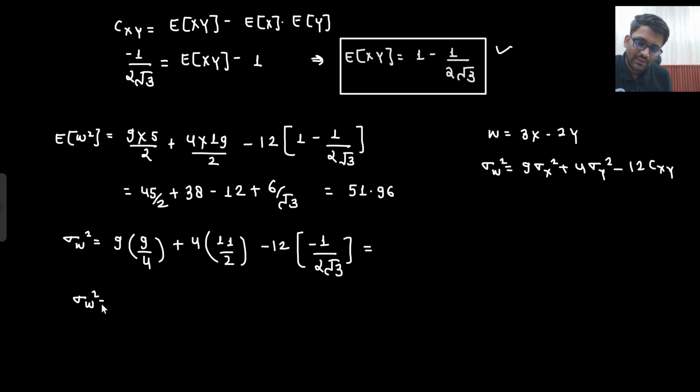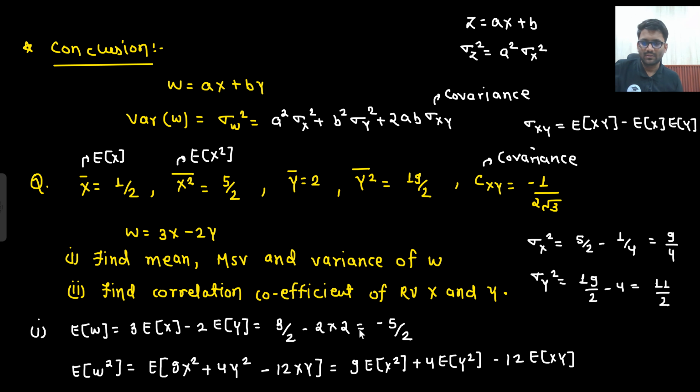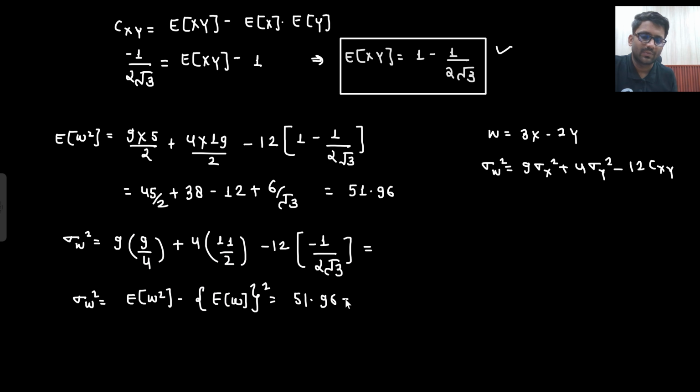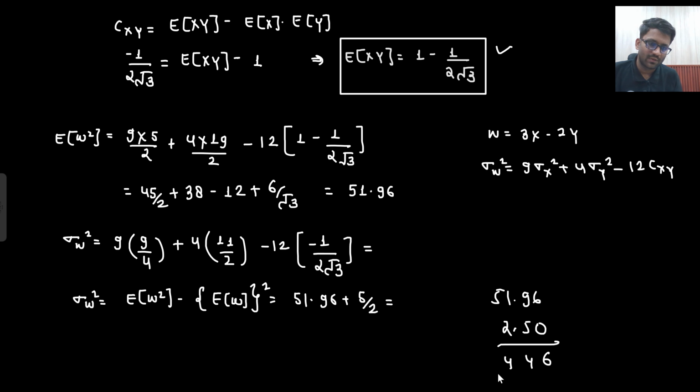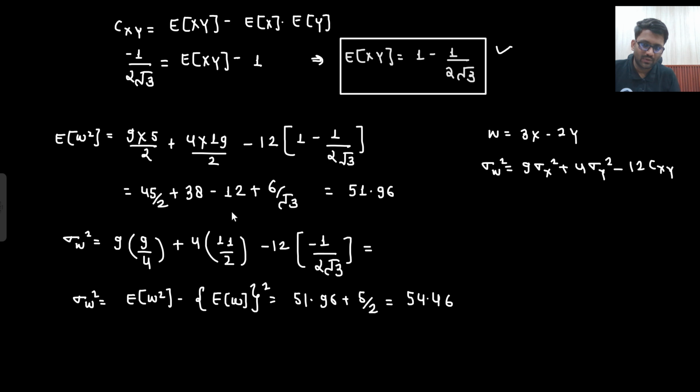Another answer could be simply this square minus this square. This also I could have done. That means 59.16 minus, what answer was I getting here? Minus 5 by 2, so plus 5 by 2. So this is 2.5. So 51.96 plus 2.5, so 54.46 I will be getting. Let me solve this one and check if I am getting 54.46 or not.